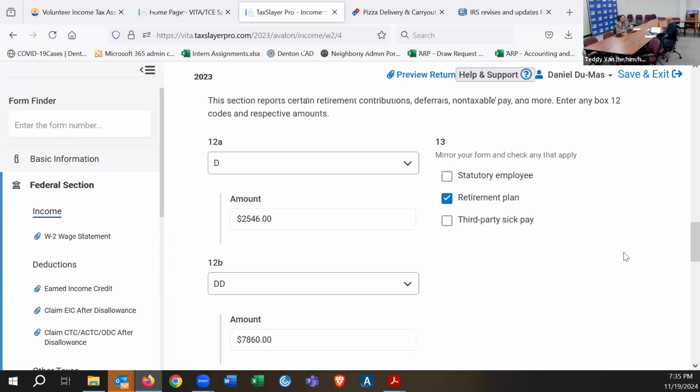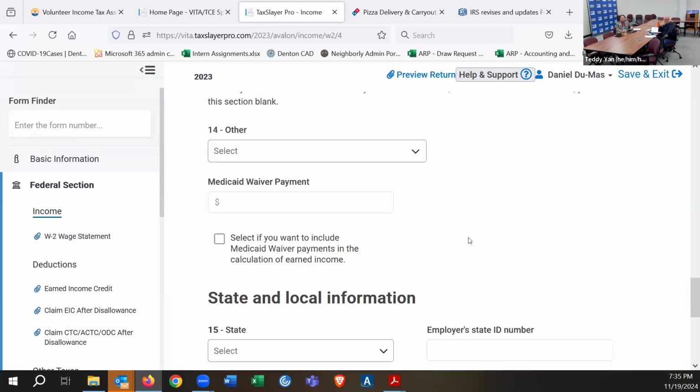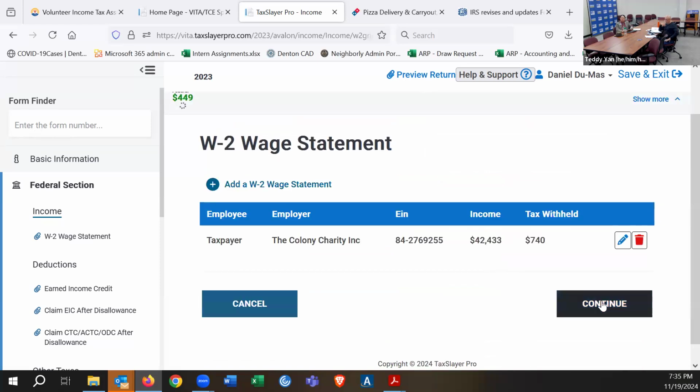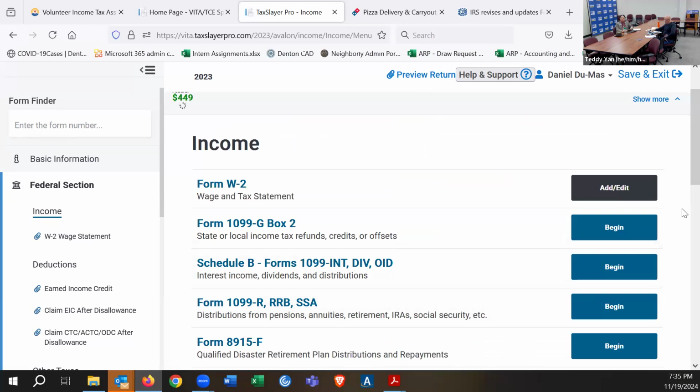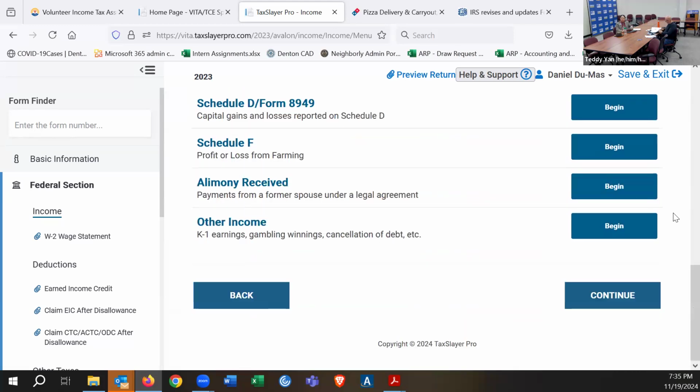We have a code D in box 12A for 2546. We have code DD in box 12B for 7860. Retirement plan is checked. And that's that. Nice and simple W-2. And no other income for him.